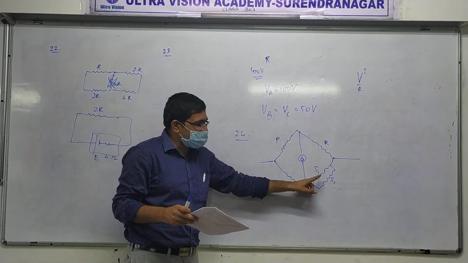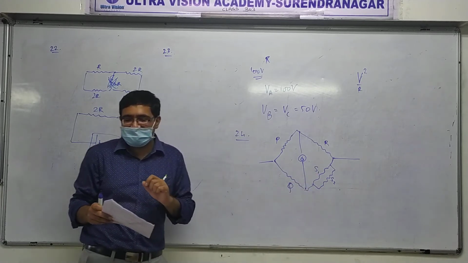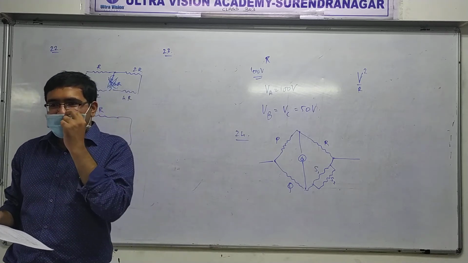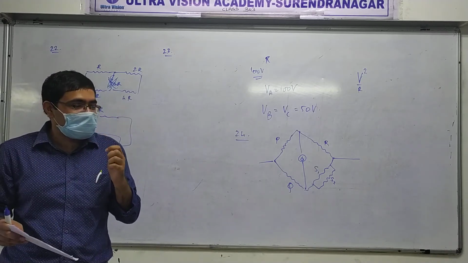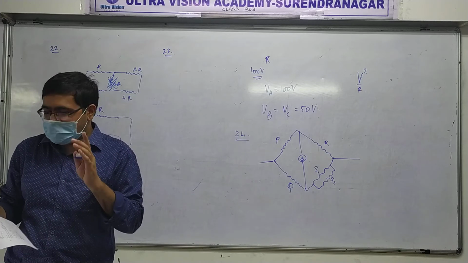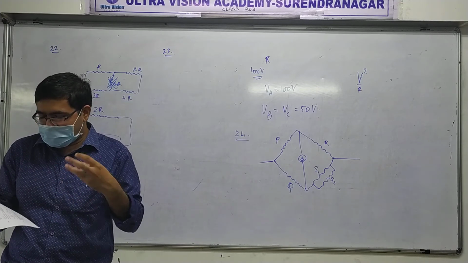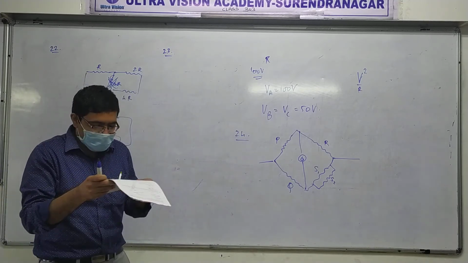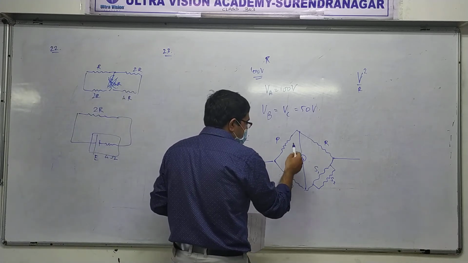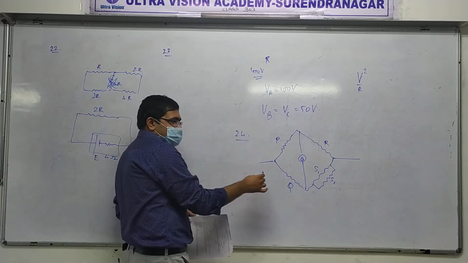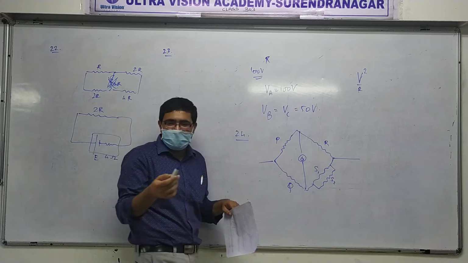Just like that, here two are connected in parallel. Then what will the equivalent be? Use the shortcut: S1 S2 upon S1 plus S2. Write that down, then write the relation for the balanced condition. Okay, what is the condition for balance? The ratio of resistors are equal.